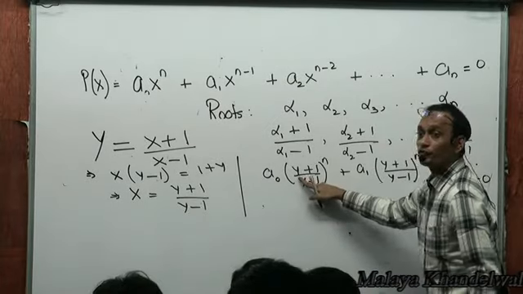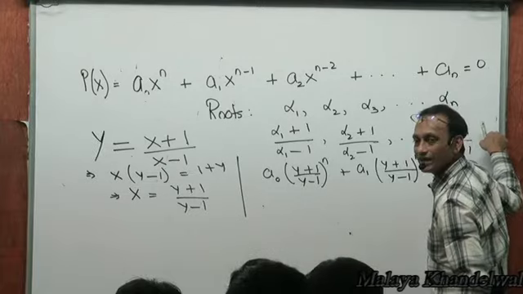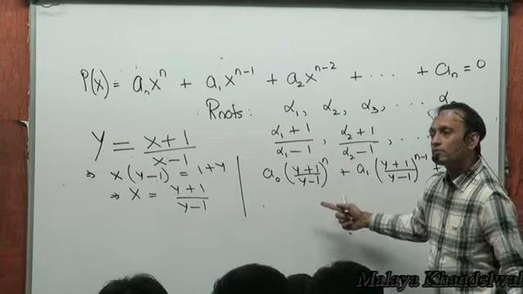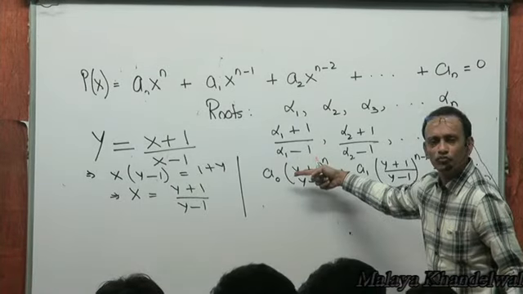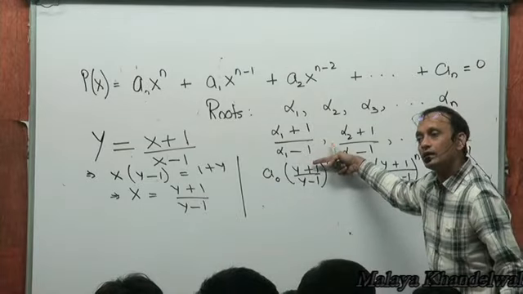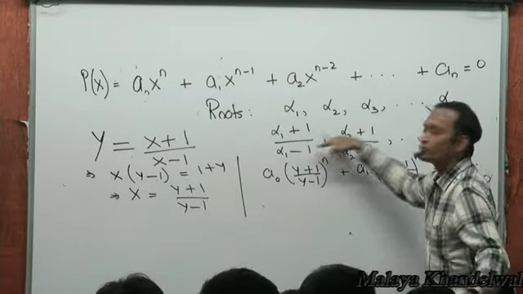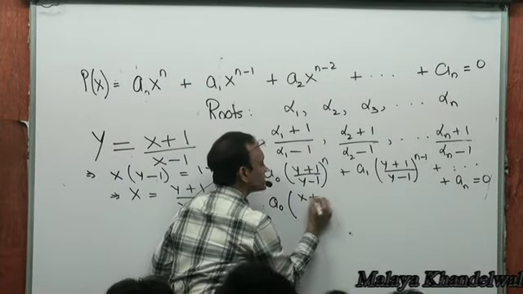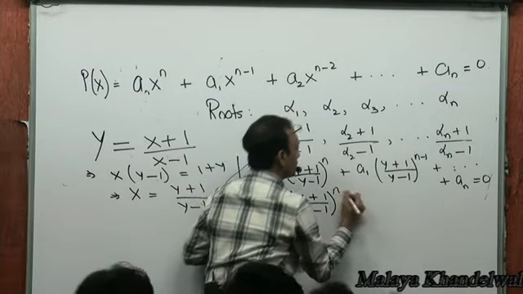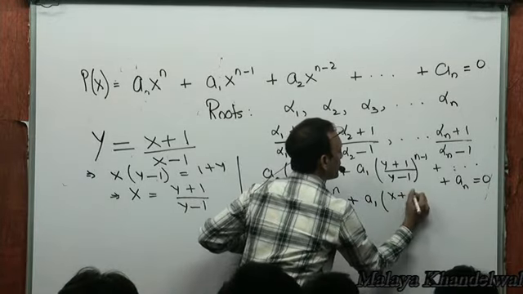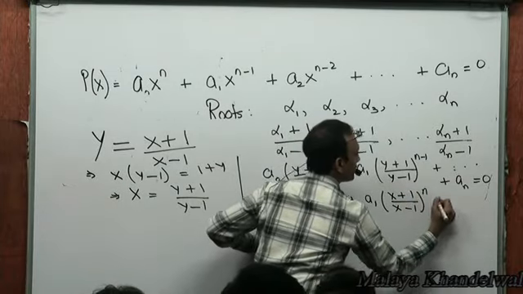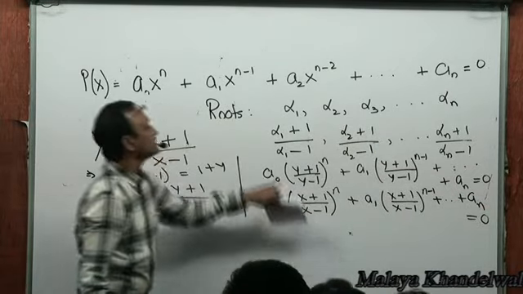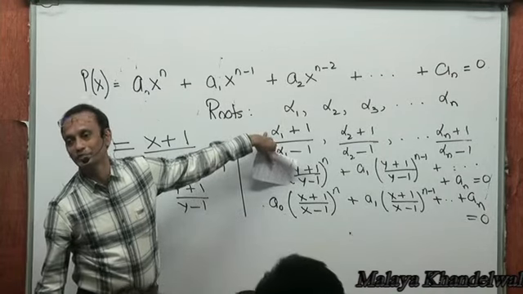Now if you solve for y, what would be the roots? These would be the roots in y. If you replace y by t, what would be the roots? If you replace y by monkey, what would be the roots? Same. If you replace y by x and solve for x, then these would be the roots. So if I replace y by x, a naught (x plus 1 by x minus 1) whole to power n plus a1 (x plus 1 by x minus 1) whole to power n minus 1 plus an equal to 0, and if you solve for x, you would get these as the roots of the polynomial. Yes or no?